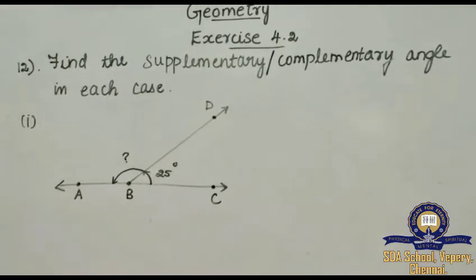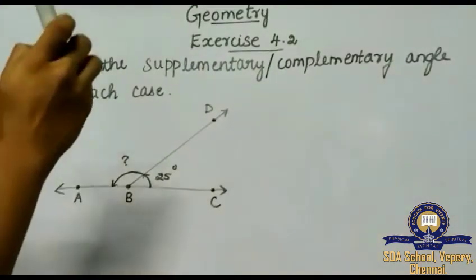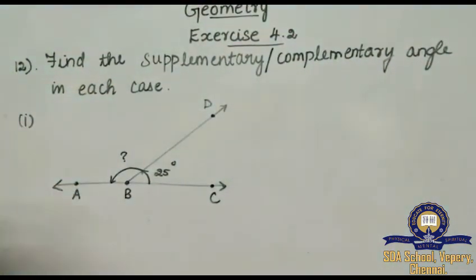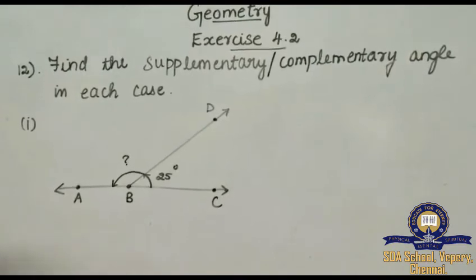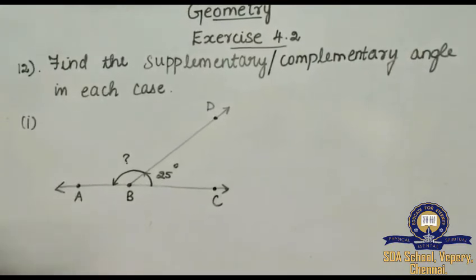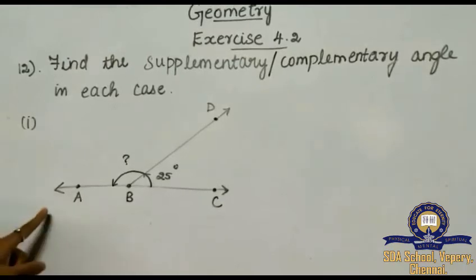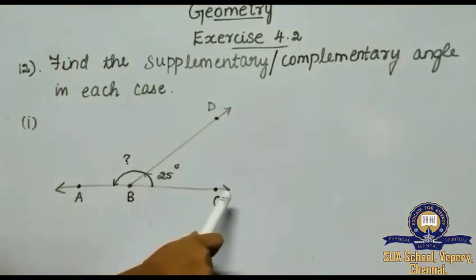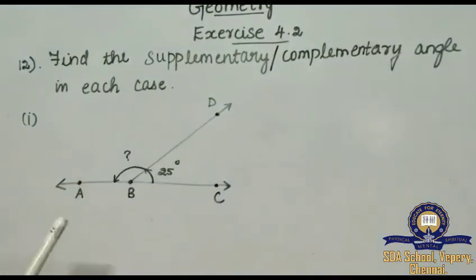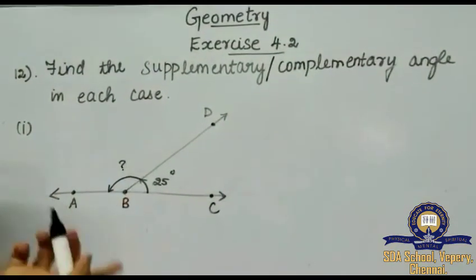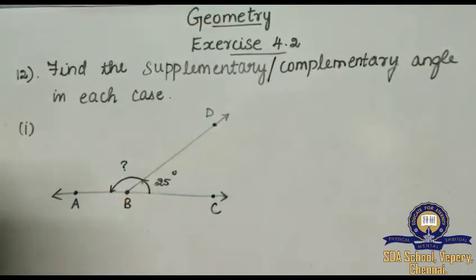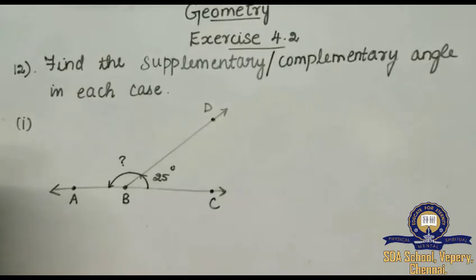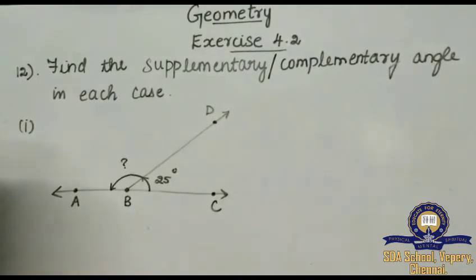Now we'll move on to the 12th sum. The question is, find the supplementary or complementary angle in each case. I'll be solving the first and second subdivision, and the third and fourth will be your homework sums. The first figure, could you see, here is a straight line, right? So it is 180 degrees. It is very clear that it must be a supplementary angle, since when two angles sum up, their value must be equal to 180 degrees, right?